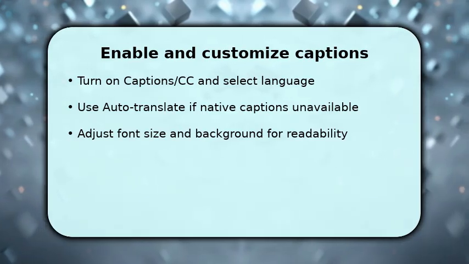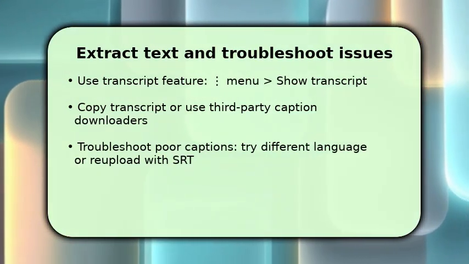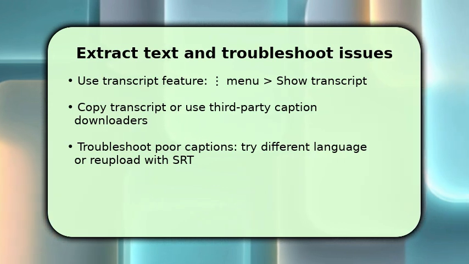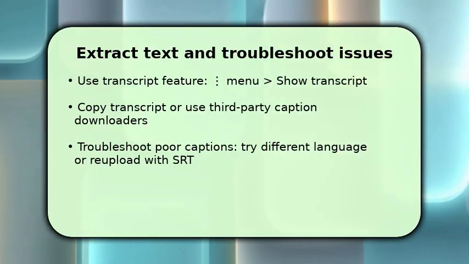To get the full text, click the three-dot menu under the video and choose Show Transcript. You can copy timestamps and text directly. If you prefer a file, use a reputable caption downloader or request the creator's SRT.